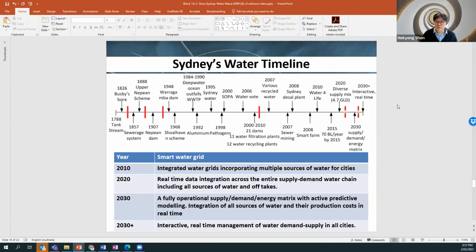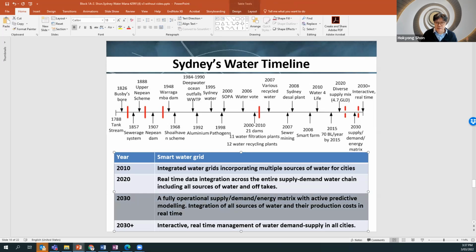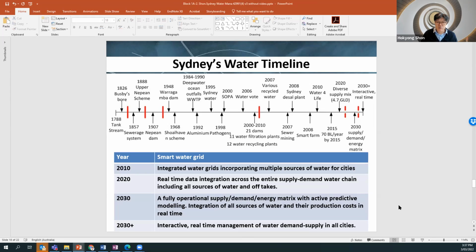And this is the future, like 2030, what will happen, where we will have a fully operable supply-demand energy matrix with active predictive modeling and integration of all resources of water and their production cost in real time, and then interactive real-time management of water demand and supply in the city will be possible. So that's what we have managed at Sydney Water.